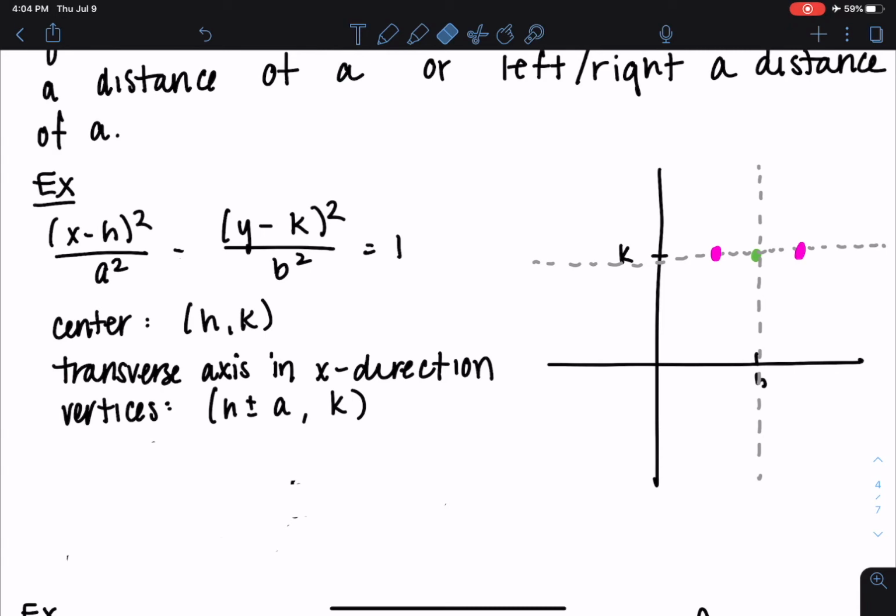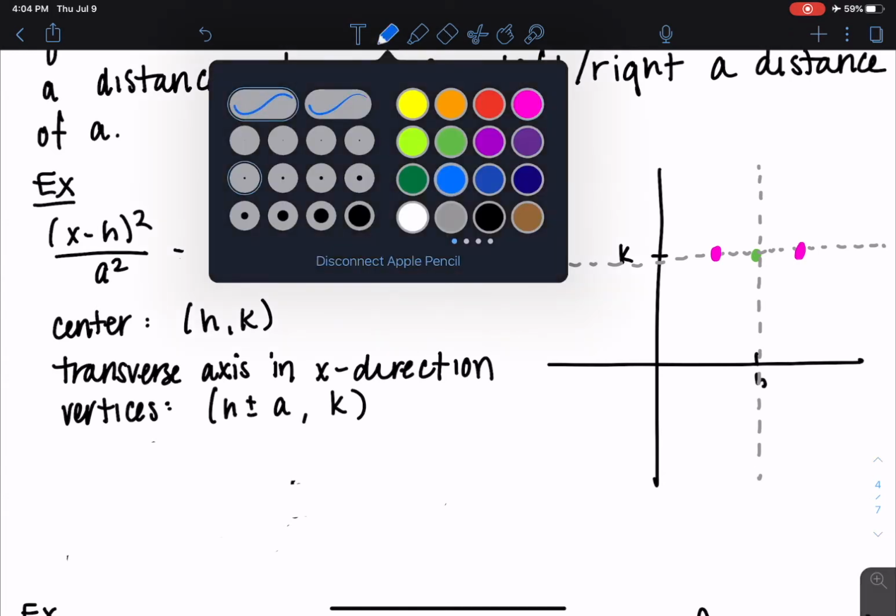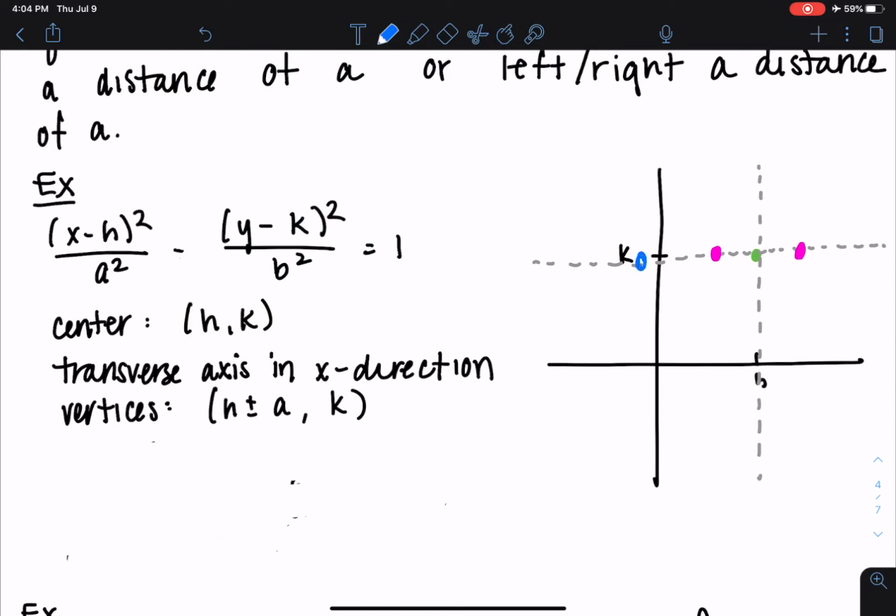So to actually find the vertices, you're just going to add and subtract in the x component. The y component stays untouched. Same thing when you find the foci. You're going to go left and right from this point.